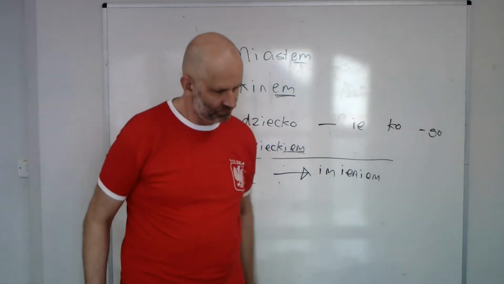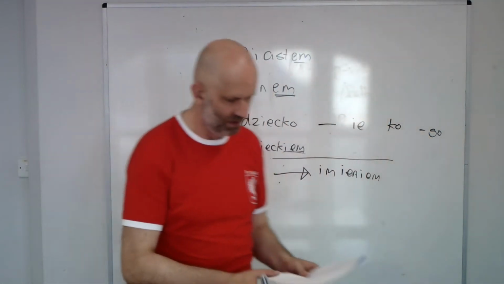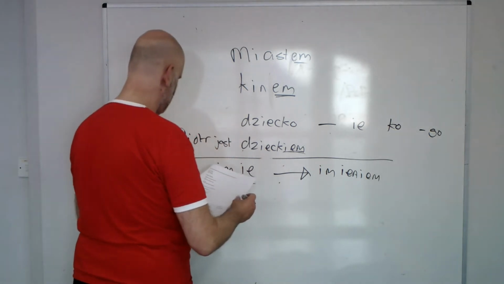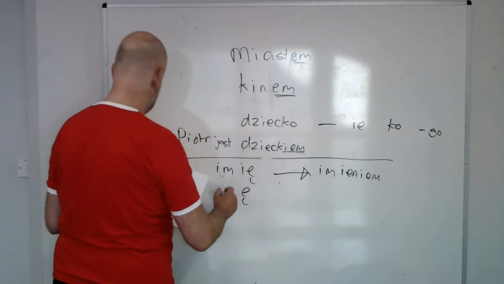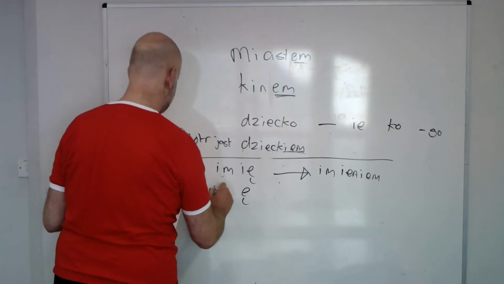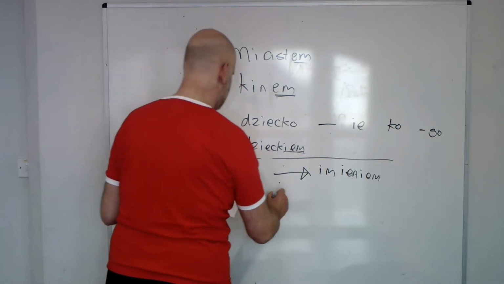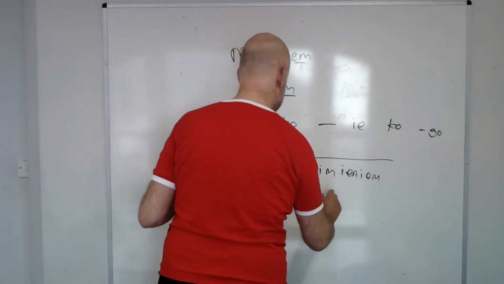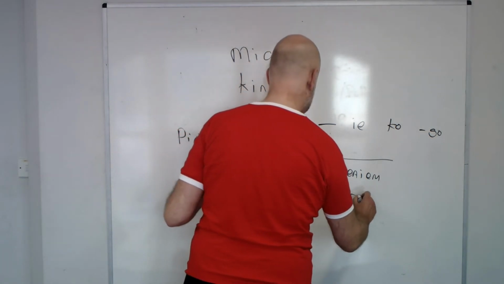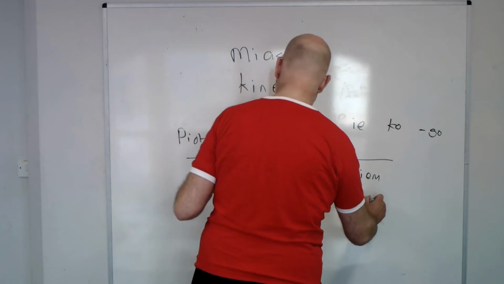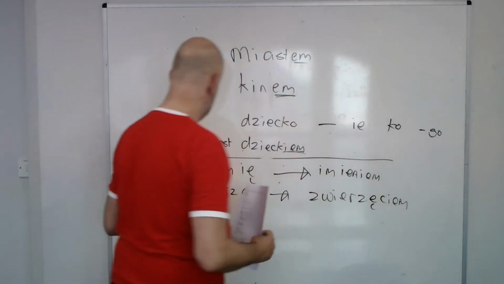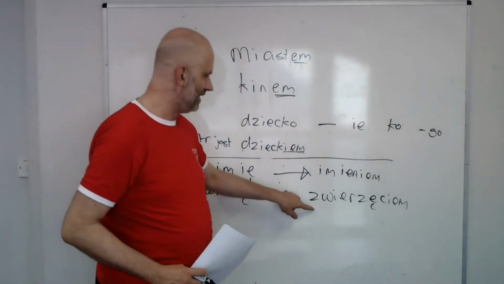And then we've got etchia as well. So if a word ends l, like zjeżel, then it becomes enciem. So zjeżeciem. Okay, so zjeże becomes zjeżęciem.